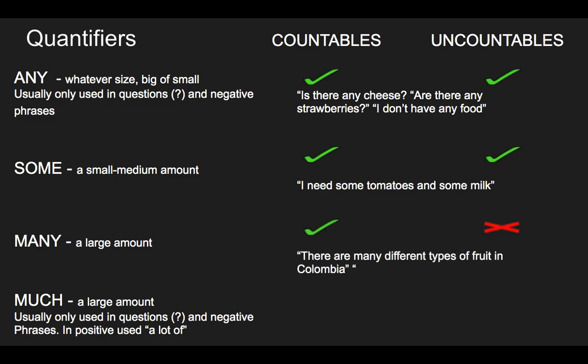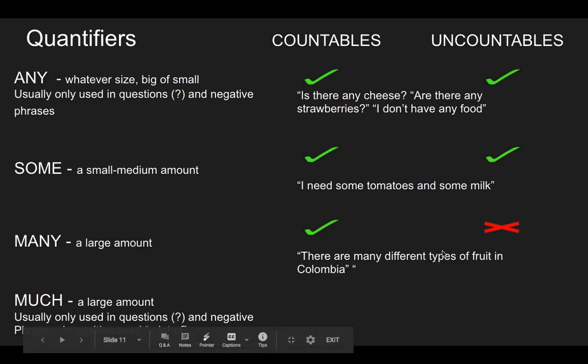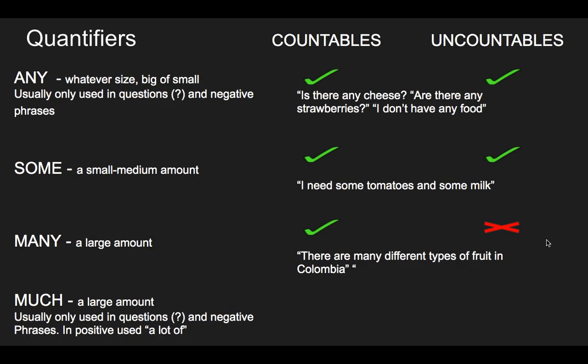Many is a large amount, and we use this with countables, okay? So for example, there are many different types of fruit. Types are the things we're counting. Types of fruit, countable. There are many different types of fruit in Colombia.